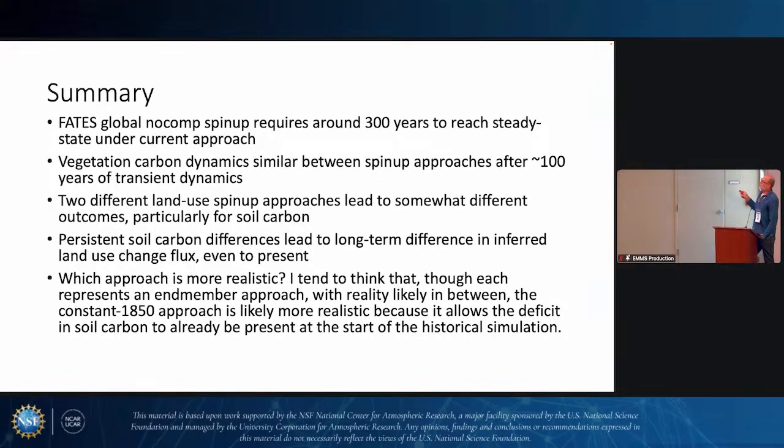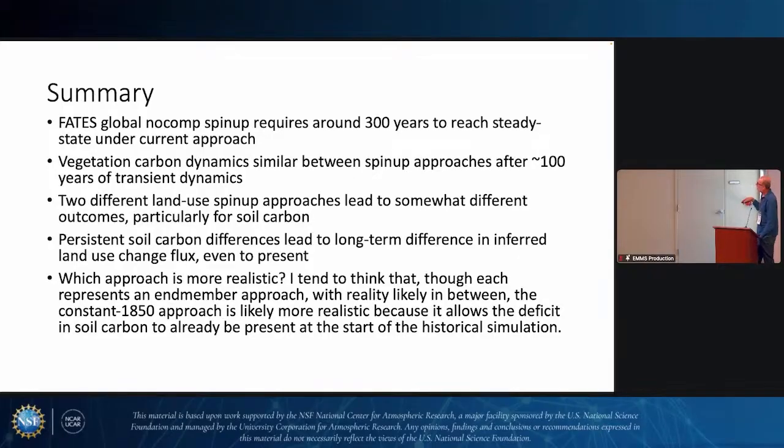Okay, so just to summarize, doing the spin-up itself in phase requires about 300 years to reach steady state under this current approach. And this is the simplest version, carbon-only dynamics. It'll get slower when we turn on nutrients. But that's roughly what it takes to get a coupled vegetation and soil carbon steady state. The vegetation carbon dynamics between these two spin-up approaches are relatively similar after about 100 years of transient dynamics, but they lead to really different outcomes, particularly for soil carbon.